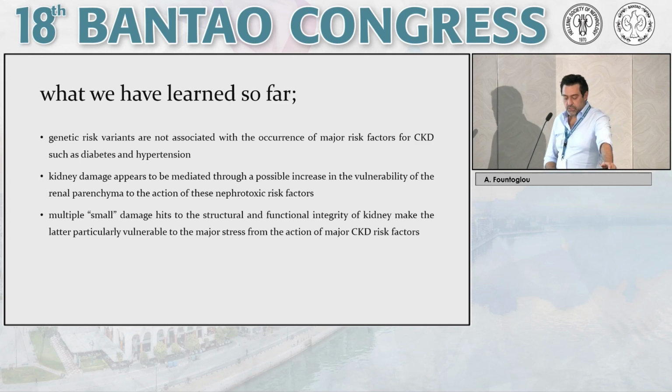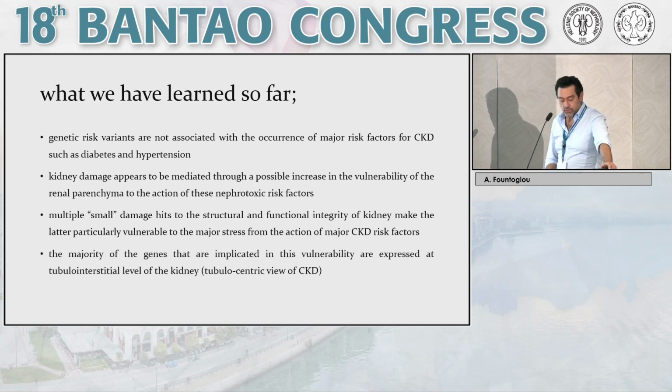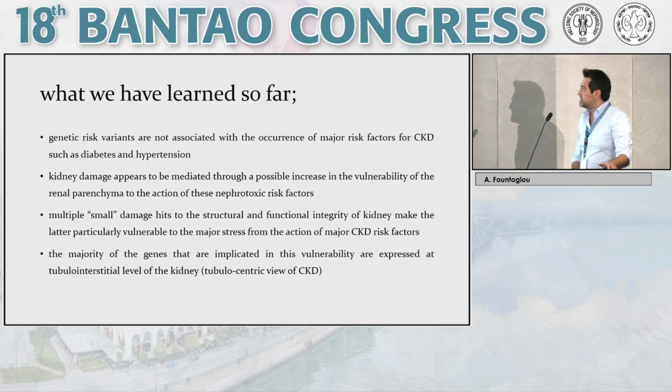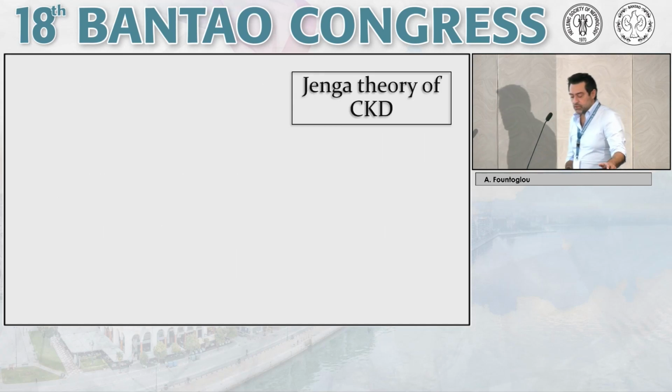Multiple small damage hits to the structural and functional integrity of the kidney make the latter particularly vulnerable to the major stress from the action of major CKD risk factors, and the majority of the genes that are implicated in this vulnerability are expressed at the tubulointerstitial level of the kidney. This is the so-called tubulocentric view of chronic kidney disease. All this knowledge can be reflected in what I call the Jenga theory of CKD.